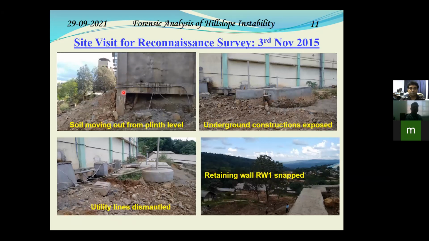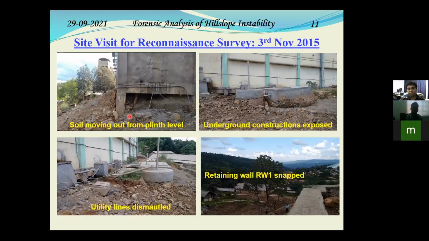Whatever building you are seeing here in the top left figure is the workshop storehouse building. We could see that from below the building itself, the soil has moved out from the plinth level. That means this building definitely played some part in triggering the movement, along with the extreme rain over time. That led to further erosion of the soil and dislodgement of the soil cover for the embedment of the footing. The movement of the soil exposed the underground constructions, and the utility lines got damaged.